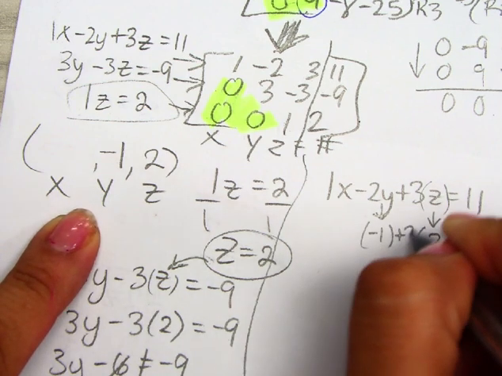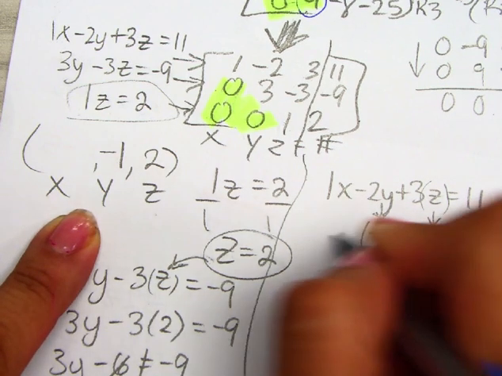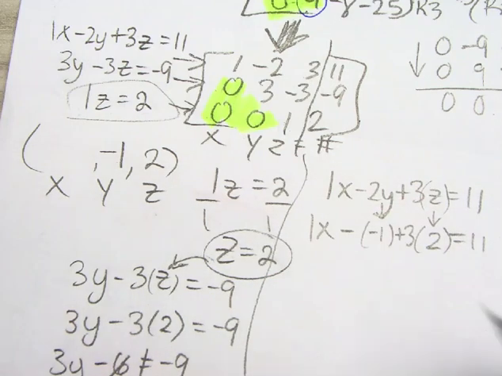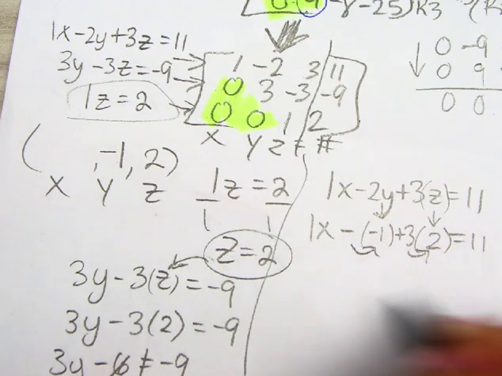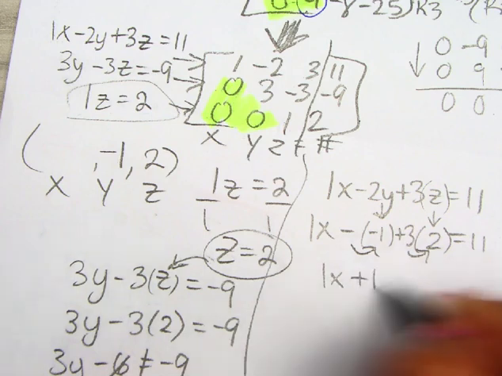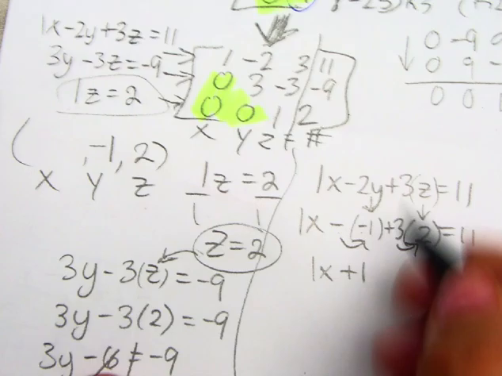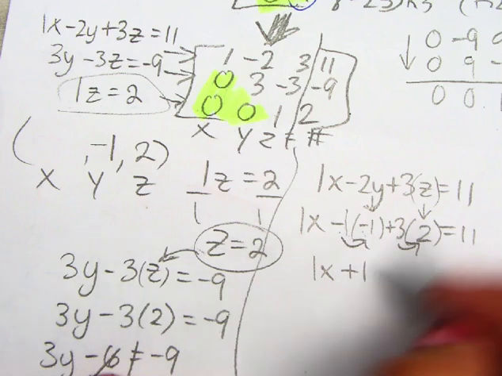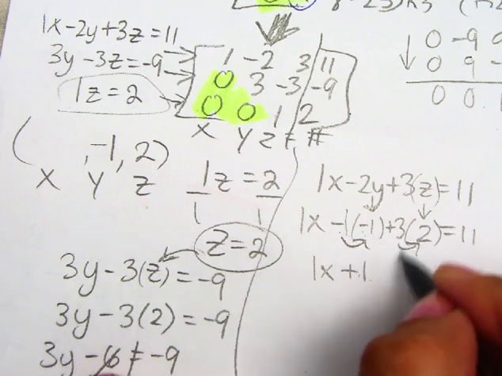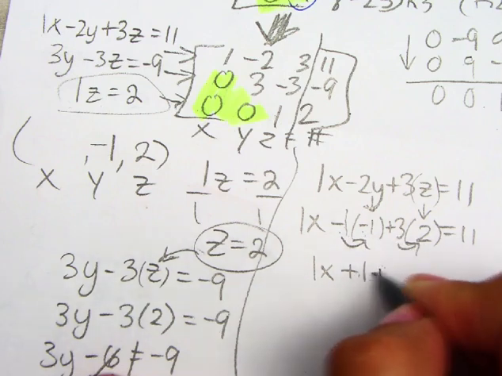So still putting plus 3 equals 11, 1x minus. So here with the parentheses, we want to get rid of those by distributing. You're going to have 1x plus 1, because negative times negative is positive. And if there's no number, there's a 1. So negative 1 times negative 1 is positive 1. And then positive 3 times 2 is positive 6.